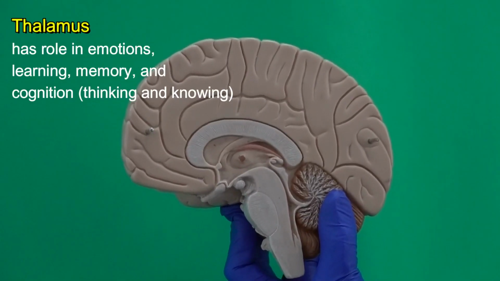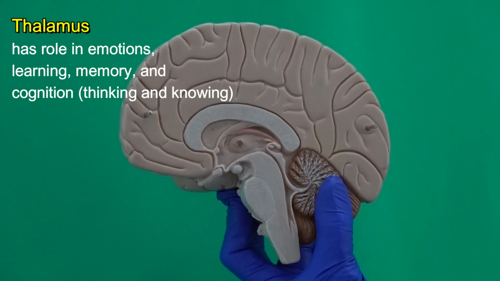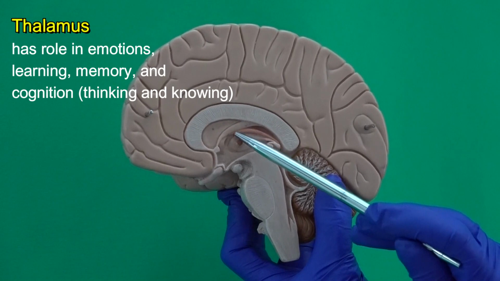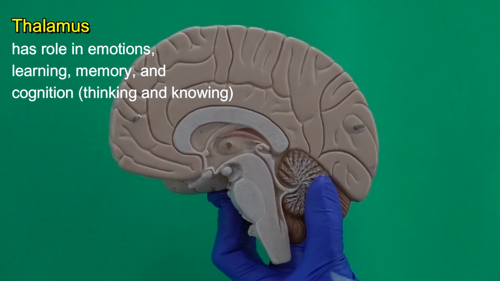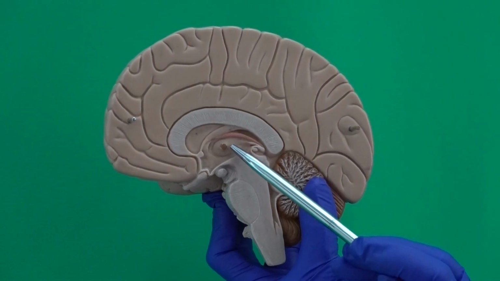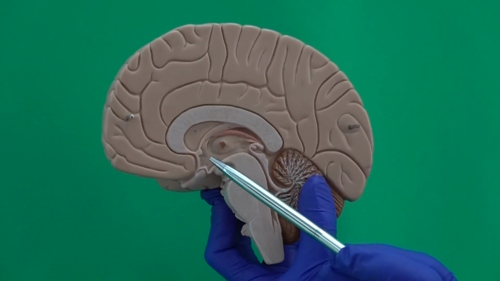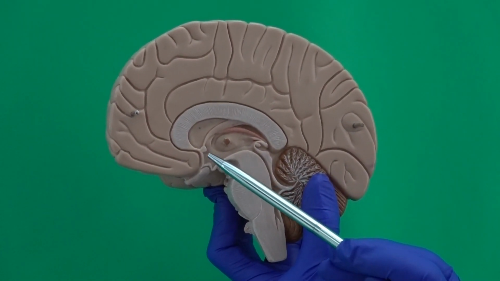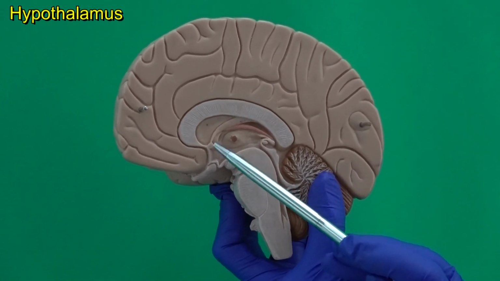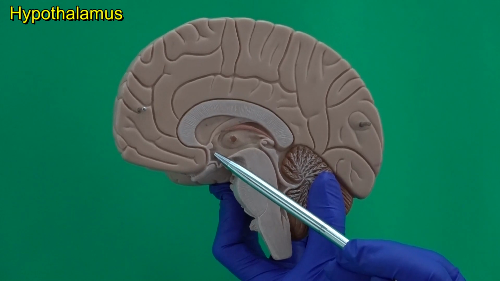It's been proved that when we recall something and we have emotion toward recalling that information, there are some activities noticeable in some of the nuclei in thalamus. From thalamus, when I move anterior and a little bit inferior, I can find hypothalamus, a very small section of the diencephalon, but it has a significant role.